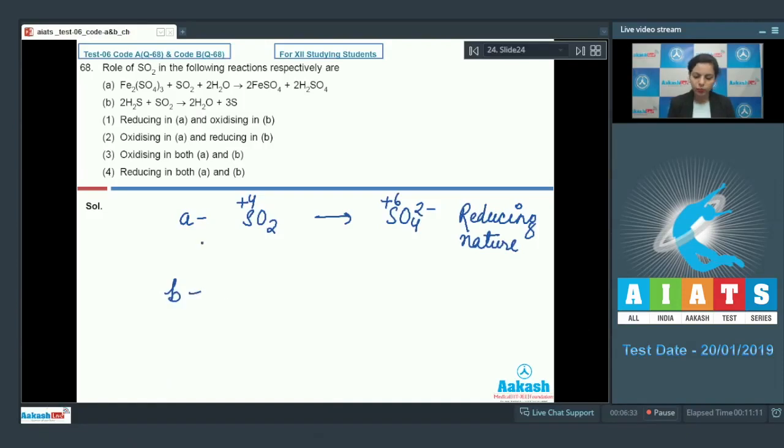Now, second one. We have the second reaction H2S reacting with SO2 to give you H2O and 3S. It means actually the process in which SO2 is involved is conversion from SO2 to S. So in SO2 the oxidation number of sulfur is +4 while in S it's 0. It means there is a decrease in oxidation number. It means reduction process is there. Sulfur dioxide is getting reduced. It means it is acting as oxidizing agent or it is showing its oxidizing nature.